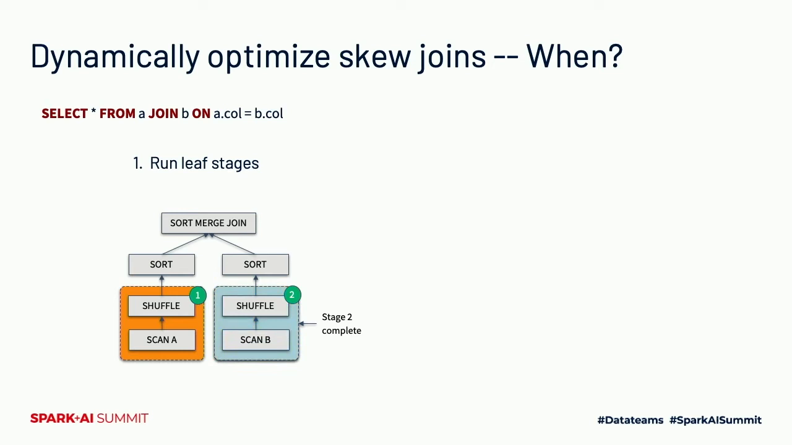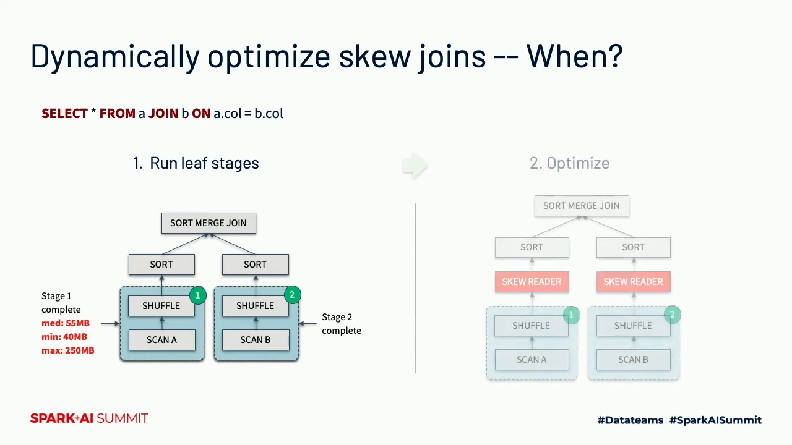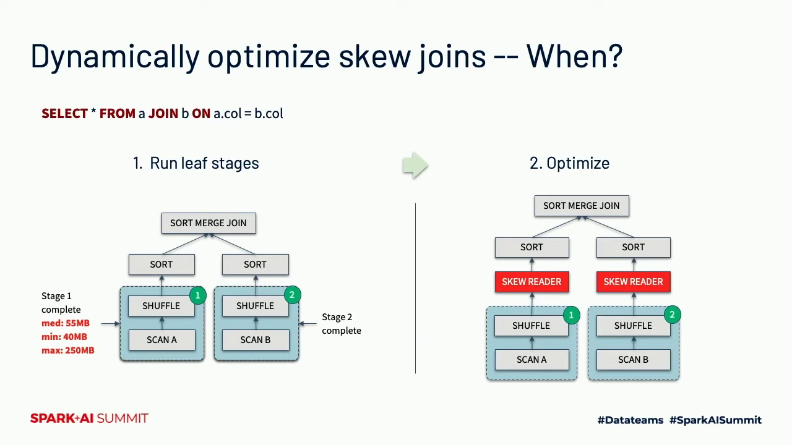When stage 2 finishes, no optimizations can be applied and the plan stays the same. And when stage 1 finishes, it shows an apparent skew by having one partition of over 250 megabytes in size and the others around 55 megabytes. This triggers the skew join optimization, which adds a skew shuffle reader on both sides of the join. The next two slides will explain what a skew shuffle reader does and why the non-skew side also needs such a skew reader.